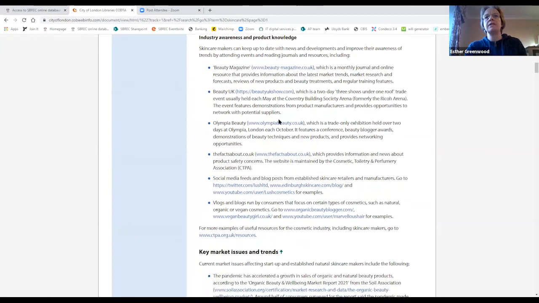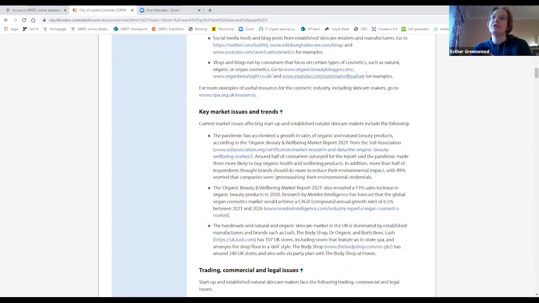It also gives you a link to the beauty show, and that, as it says here, is a 2-day show that takes place in Coventry. It's got a load of suppliers and product manufacturers exhibiting there. Going to exhibitions like that can be very useful to see what's happening and to keep up to date with things as well. There's also the Olympia Beauty Show that's held in London, so obviously that's a bit nearer than Coventry.